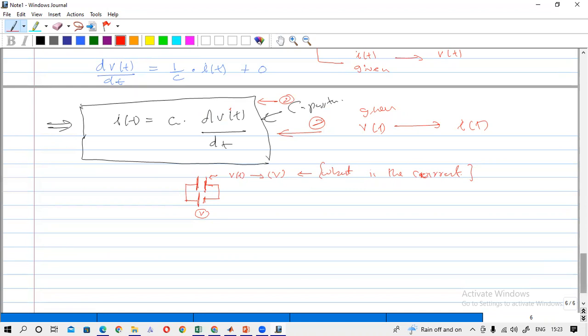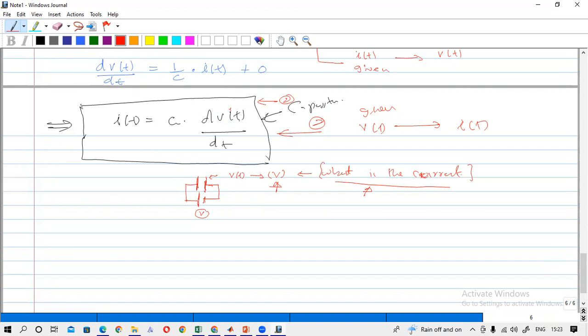So which one can you use? You are asked to find the current, and a constant voltage means you are given the voltage. So at that time you can use this one, equation 2. So the current is equal to C dV(t)/dt.